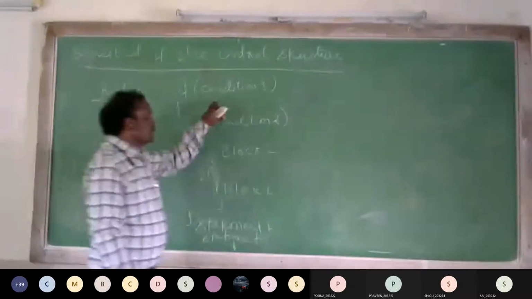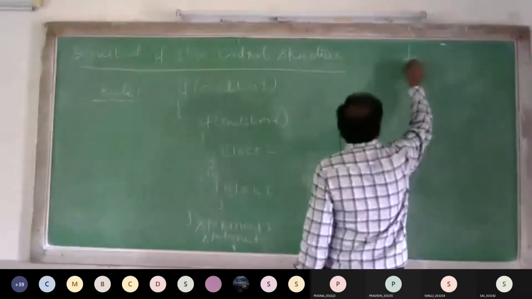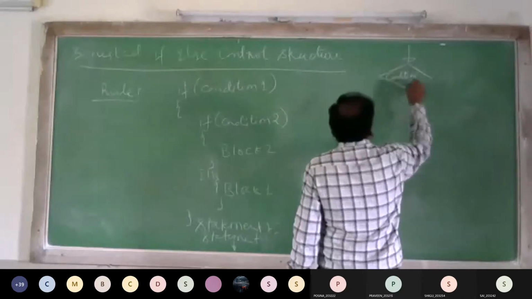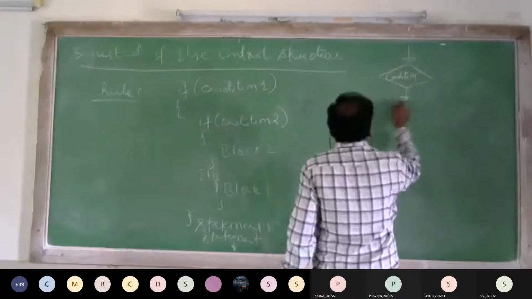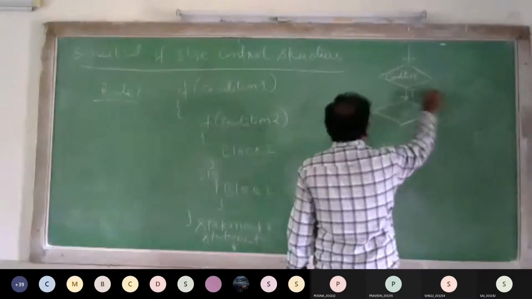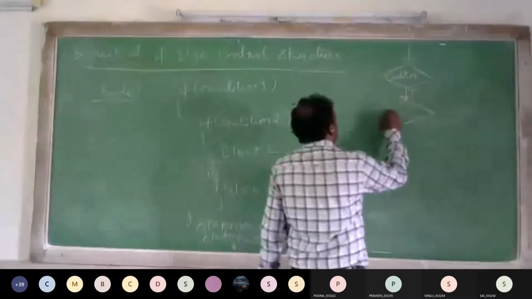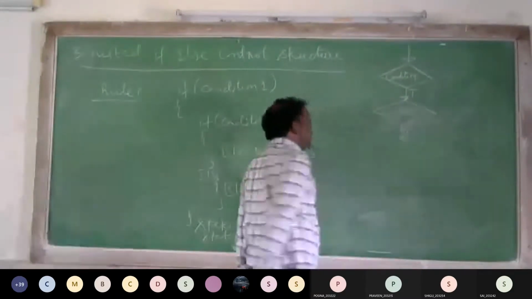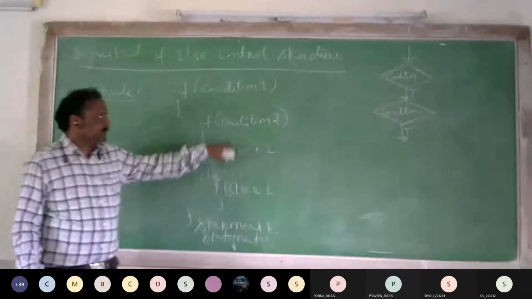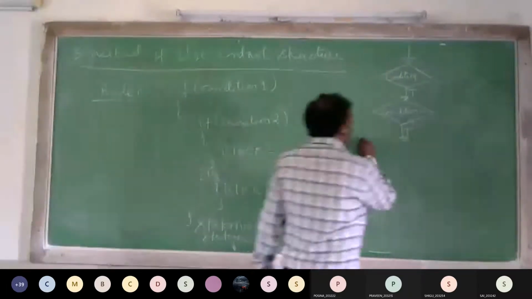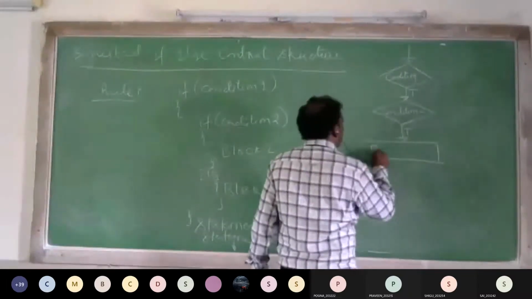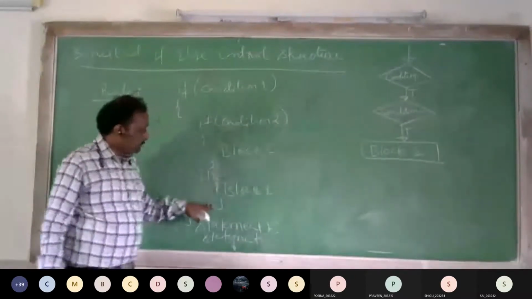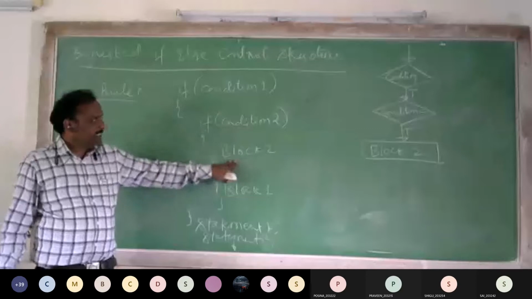Now the flowchart for this is like this. This is condition 1. If condition 1 is true, then it will test condition 2. If condition 2 is true, then the block 2 set of statements are executed. It will not execute the else part because the condition is true.